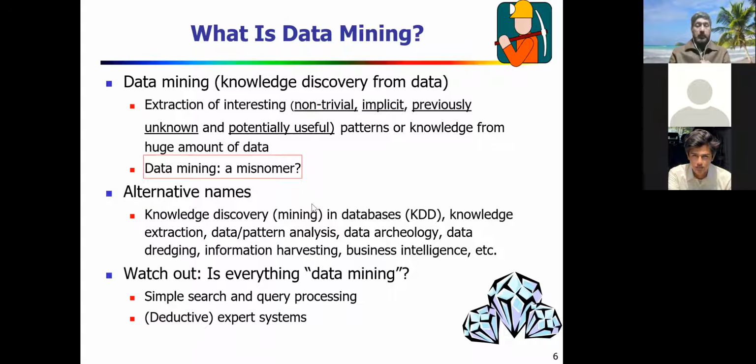So is that somewhat clear? Very simple: extraction of knowledge or information, but that information has to be interesting, from large amounts of data. And interesting means that it's non-trivial, it is actionable, it is previously unknown, it is implicit, and so on.